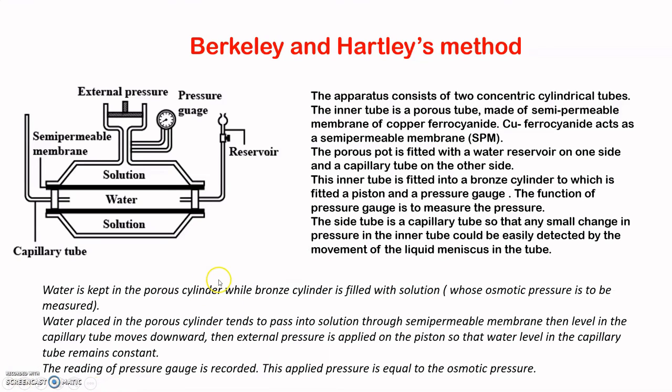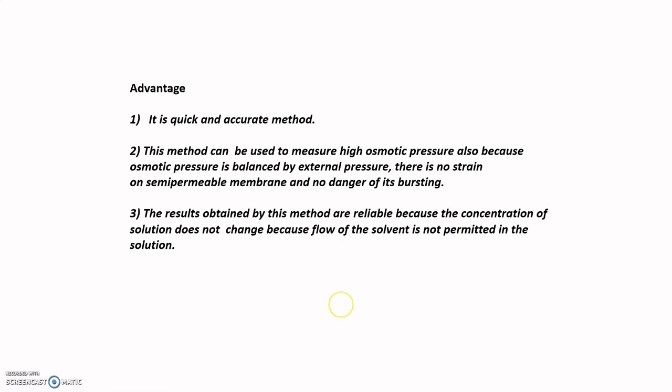Alright, so this applied pressure will be equal to the osmotic pressure of the solution. The advantages of Berkeley-Hartley's method of measurement of osmotic pressures are: it is a quick and accurate method, and this method can be used to measure high osmotic pressure because the osmotic pressure is balanced by external pressure, so there will not be any strain on the semi-permeable membrane, and so there will not be any damage to the membrane.